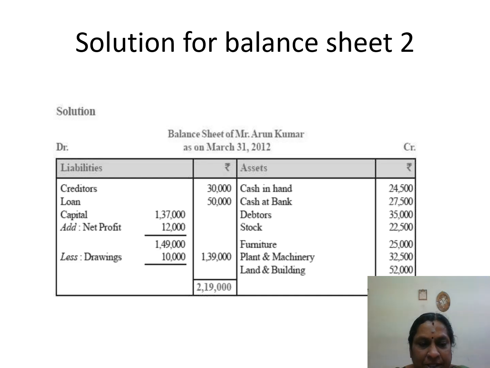And on the liability side, we have creditors and loan. Creditors is a current liability, and loan is a long-term liability. And as we discussed for the previous problem also, capital add net profit less drawings. That's the treatment for net profit and drawings. Both are to be adjusted with the capital. And finally, we have the balance on both sides, 2,19,000.